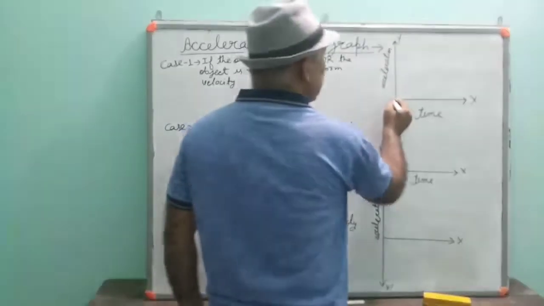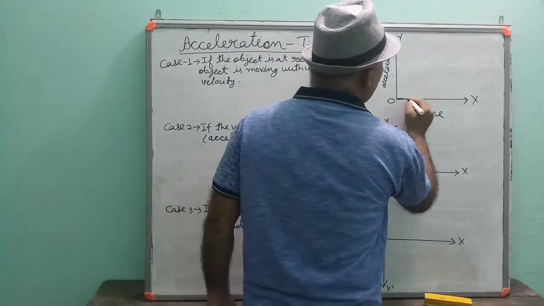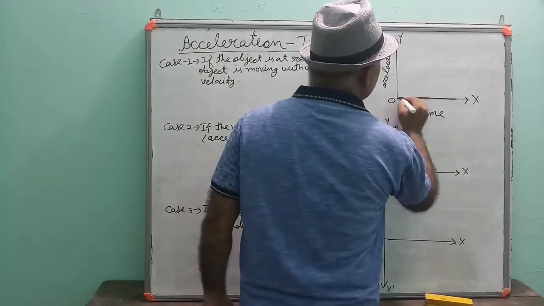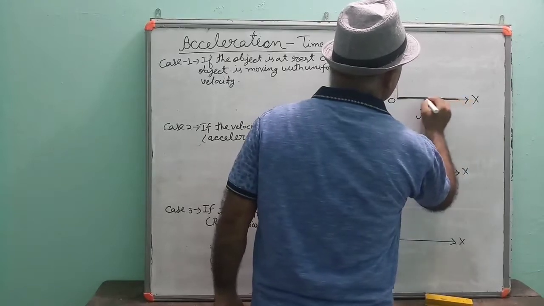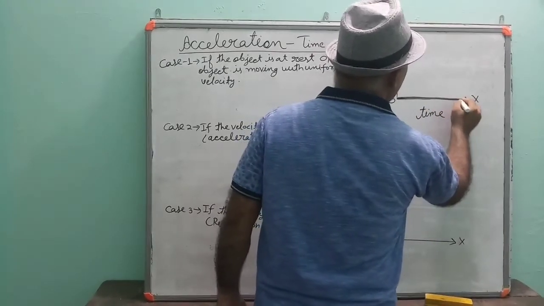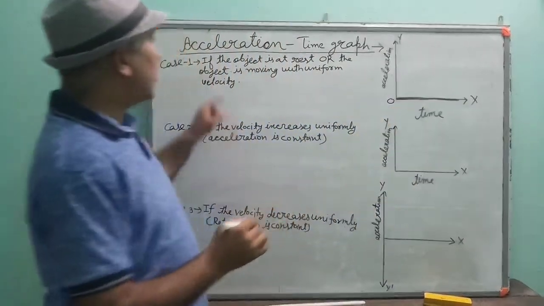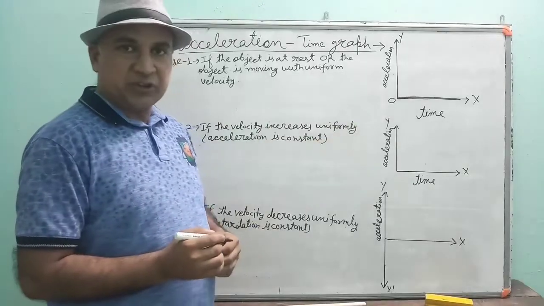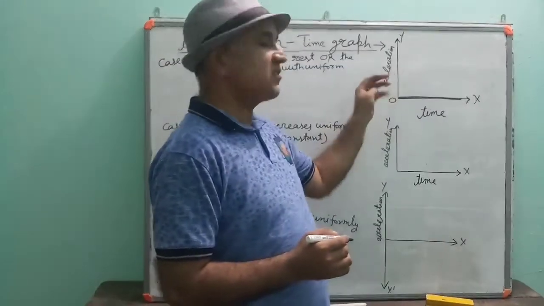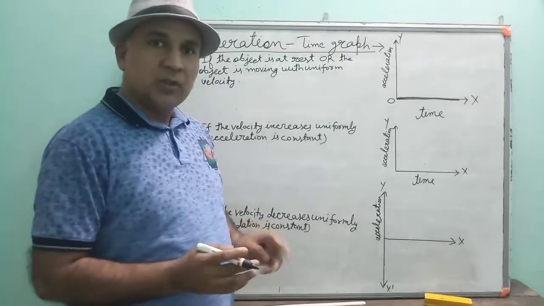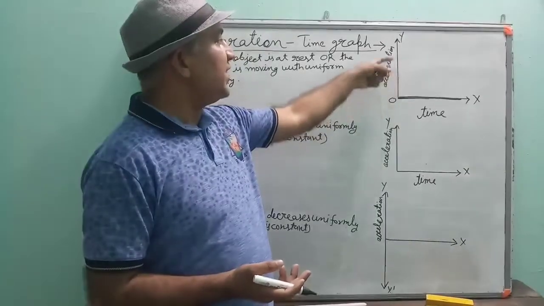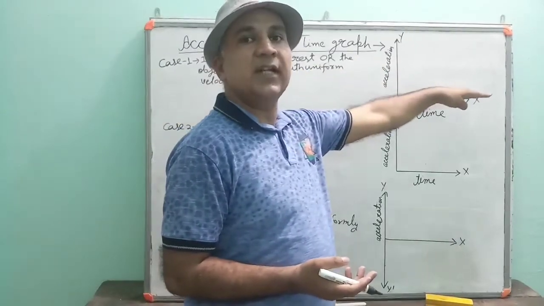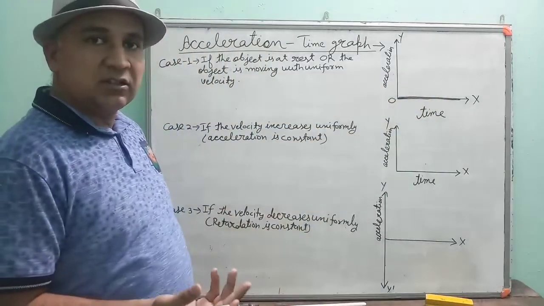If acceleration is 0, then the graph will be the x-axis. That means the x-axis, the time axis, will denote the acceleration time graph if the object is moving with uniform velocity, or if the object is at rest. Understood? The acceleration is 0, so on the y-axis we will not find any value. Only the time will be denoted on the x-axis and the same will denote the acceleration time graph.